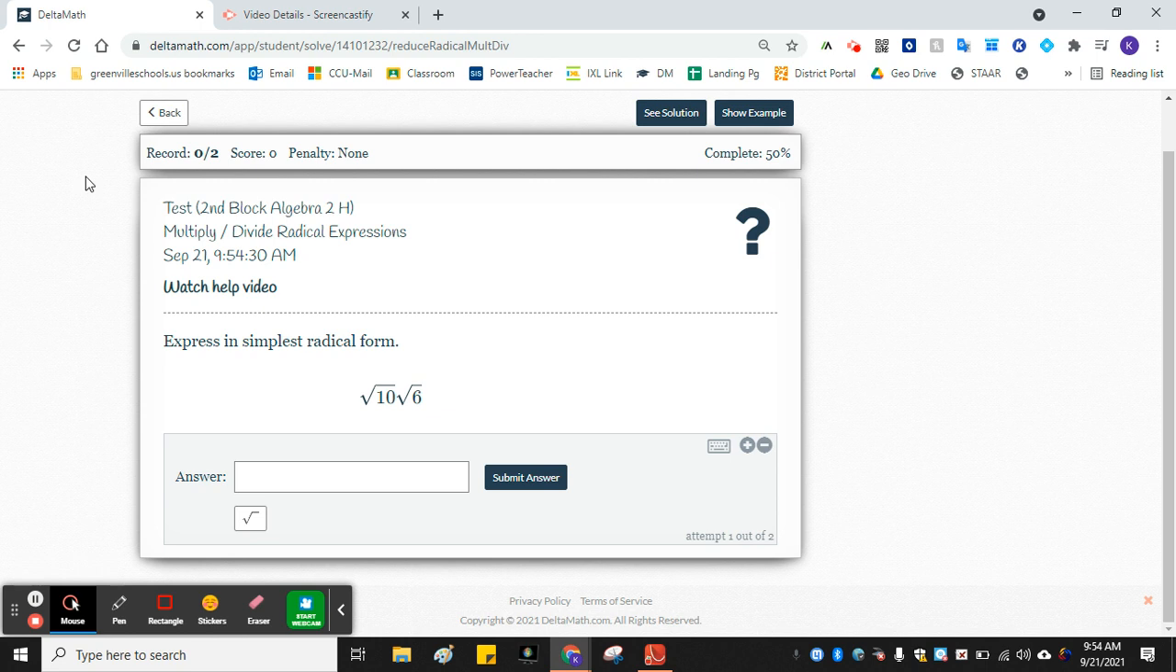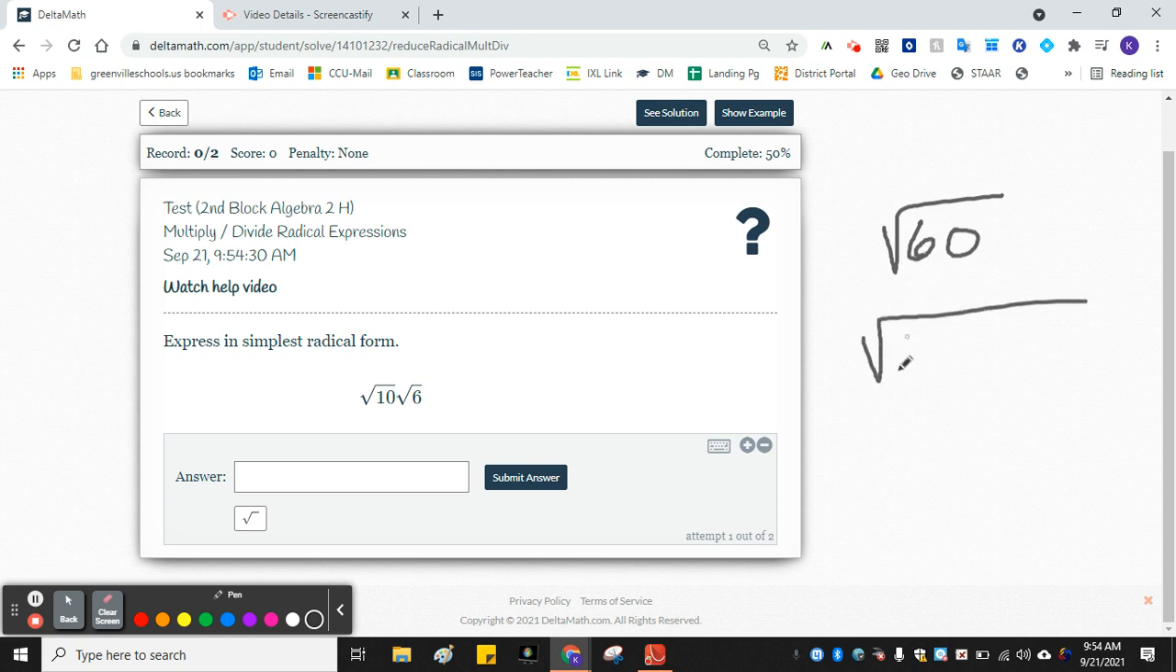All right, with multiplying, you multiply what's outside together, what's inside together, and then simplify your answer. So they're both 10 and 6 are under the radical. Multiply them together, you get 60, and then simplify it. 60 is 2 and 30. 30 is 2 and 15. 15 is 3 and 5. So this is 2 square root 15.